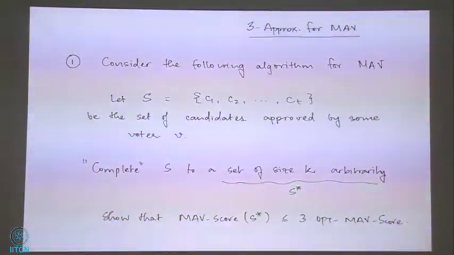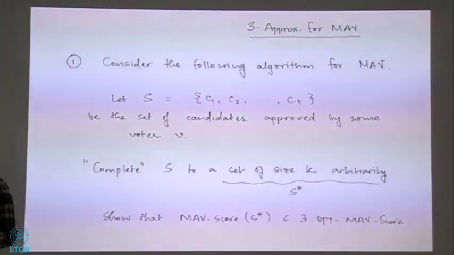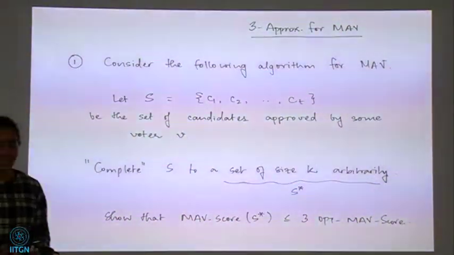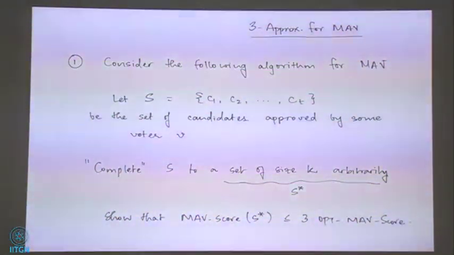Let's just begin by warming up with min-max approval. So you remember the setting, right? Something we saw in the previous lecture. We have approval ballots, yes, and what we want is a committee whose maximum distance from any voter is as small as possible.